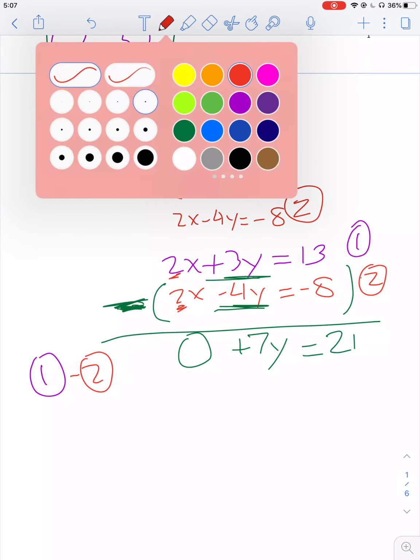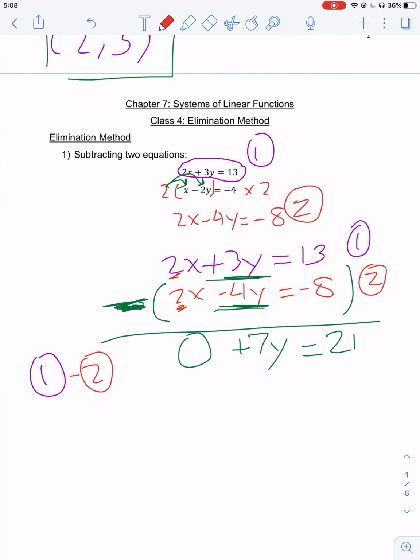The reason for doing that is because I was able to eliminate one of my variables. I was able to eliminate the x variable. I couldn't have just subtracted the two equations directly, because if I do top minus bottom, I'm going to get 2x minus x, which will still leave me with x. So you need to multiply the bottom equation by 2 first and then subtract, which is what I've done. And by doing so, I get 7y is equal to 21.